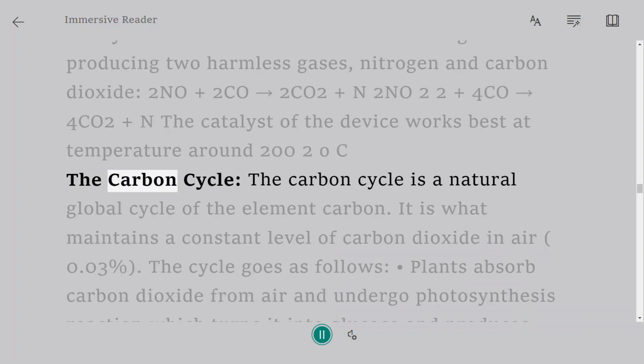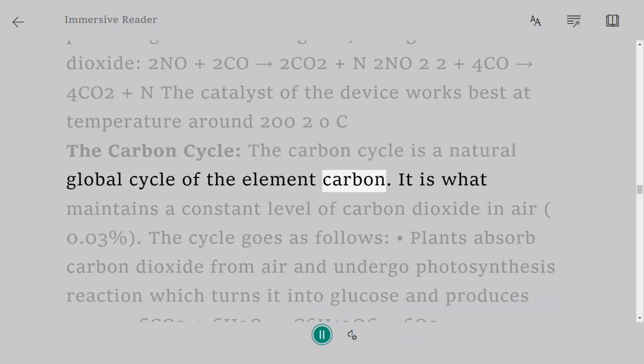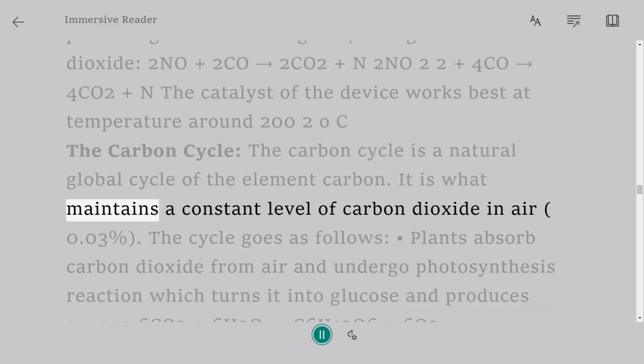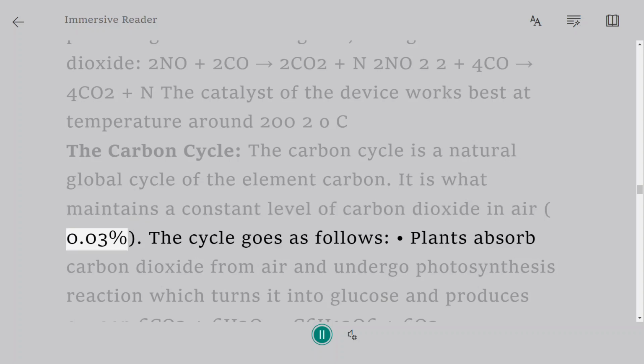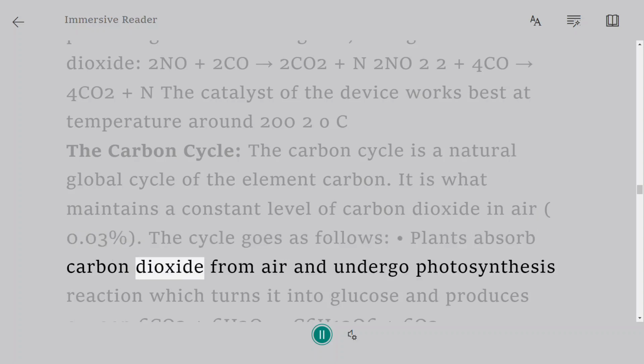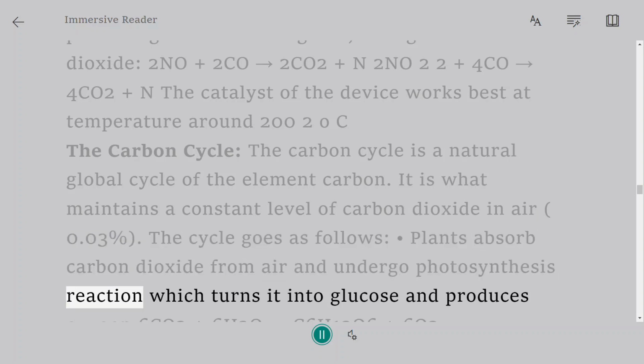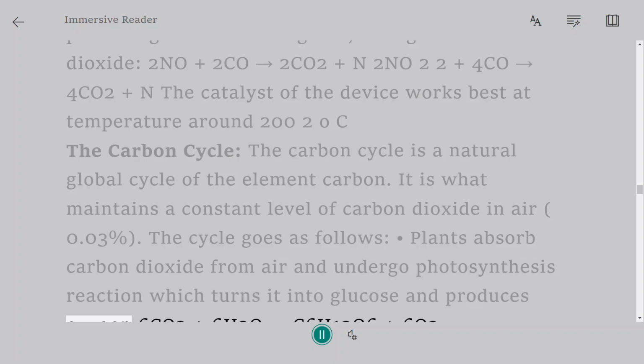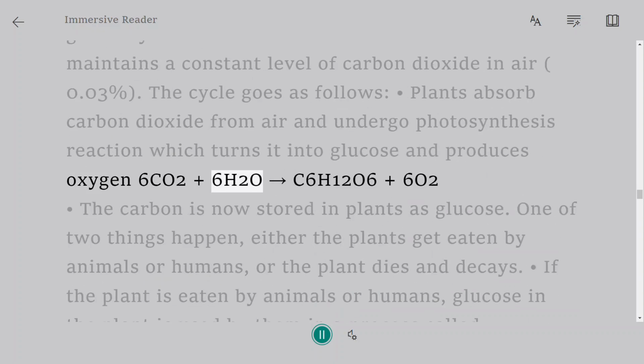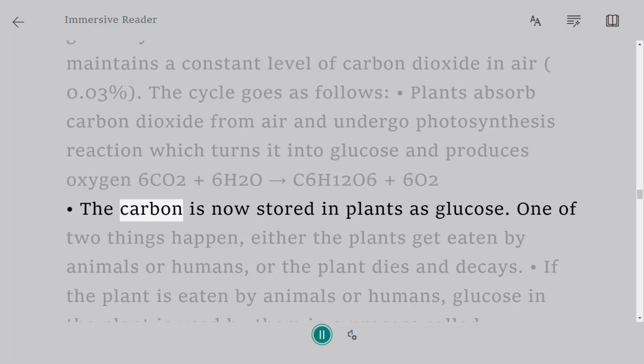The carbon cycle. The carbon cycle is a natural global cycle of the element carbon. It is what maintains a constant level of carbon dioxide in air, 0.03%. The cycle goes as follows. Plants absorb carbon dioxide from air and undergo photosynthesis, which turns it into glucose and produces oxygen. 6CO2 plus 6H2O gives C6H12O6 plus 6O2.